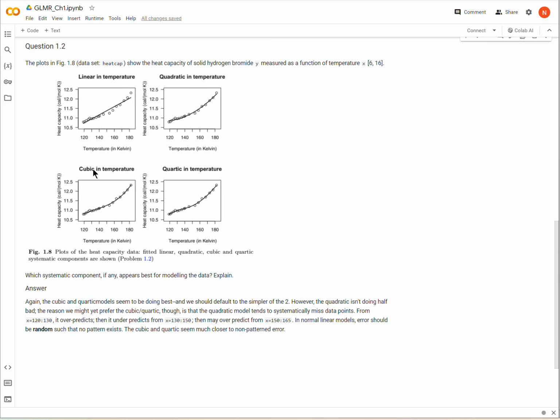So again, to my eye, I'm probably picking the cubic model as being the best one here. Maybe you can make an argument for the quadratic or the quartic. Okay.